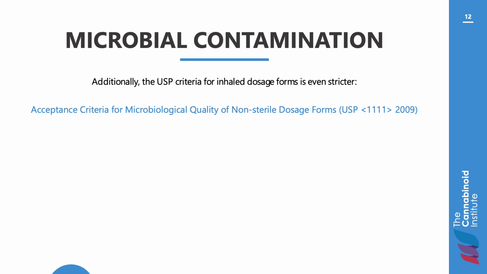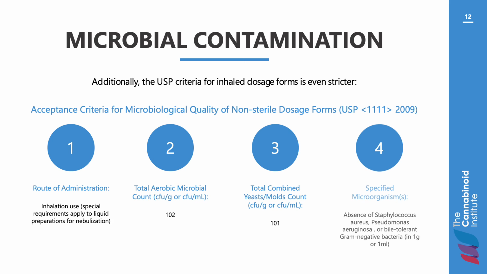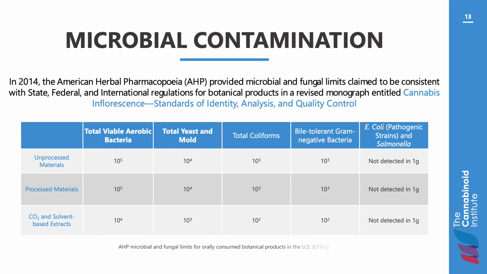In 2014, the American Herbal Pharmacopeia provided microbial and fungal limits claimed to be consistent with state, federal, and international regulations for botanical products in a revised monograph entitled Cannabis Inflorescence: Standards of Identity, Analysis, and Quality Control. These guidelines have become the gold standard for testing requirements by state regulatory bodies as well as within cannabis manufacturing and growing facilities.